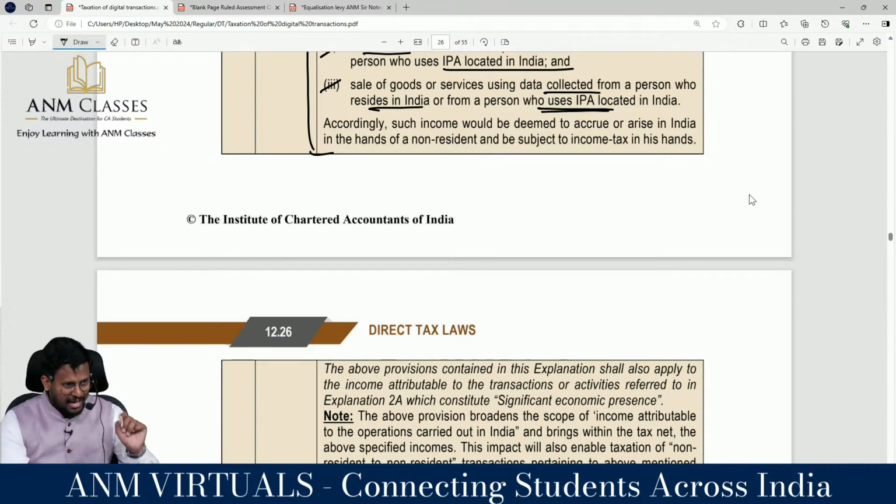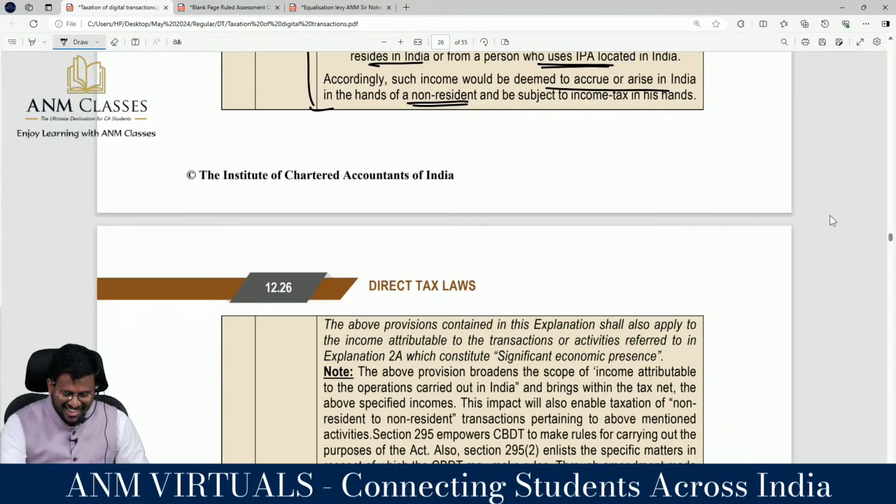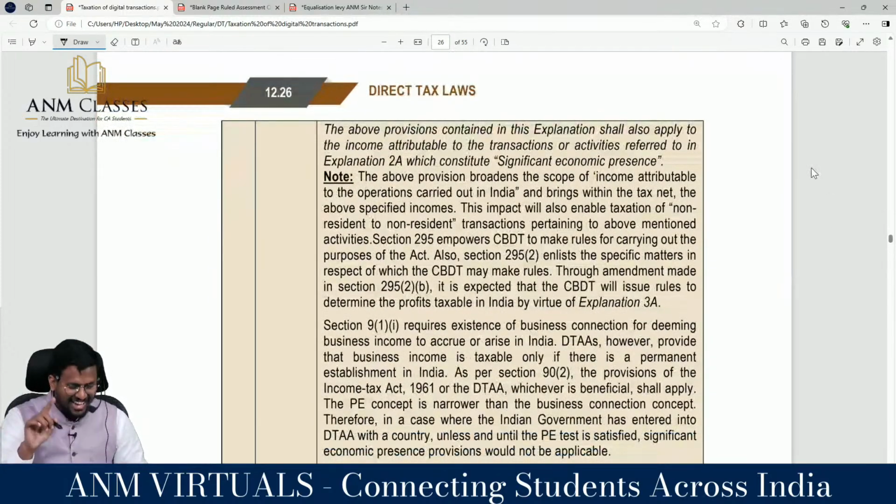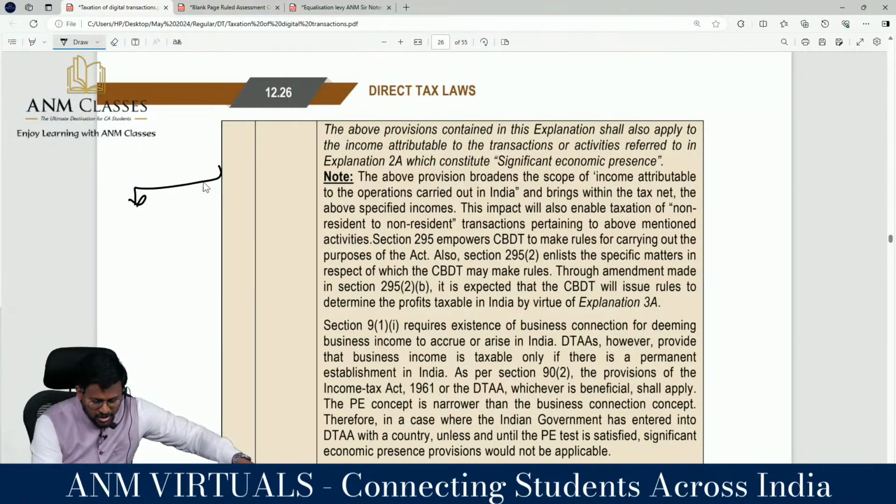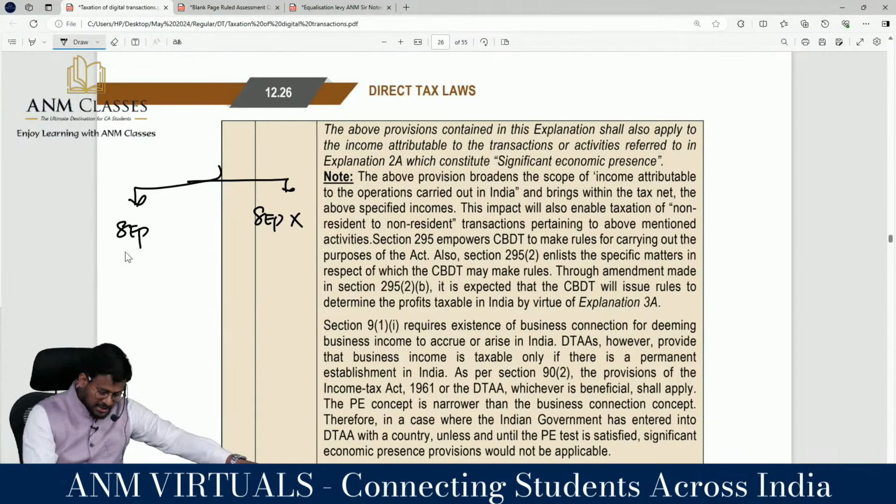அப்ப என்னதான் சொல்ல வர, accordingly such income would be deemed to accrue or arise in India in the hands of any resident, non-resident, and be subject to income tax in his hands. இதுக்கு நீ என்ன சொல்லியிருக்கணும்னா whatever income earned by the non-resident in India will be taxable in India. இதோட கரெக்ட் எக்ஸ்பிளனேஷன் என்னன்னா சார், there are two possibilities are there, SEP condition satisfied, SEP condition not satisfied. ஓகேவா? SEP condition satisfied மாட்டிக்கிட்ட பங்கு, கரெக்டா?